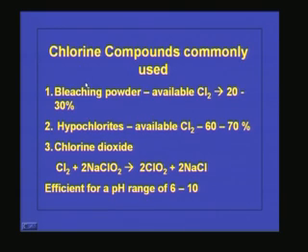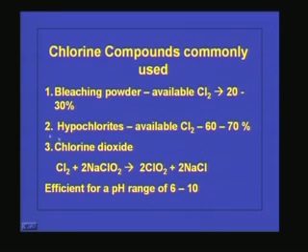Now, we will see what are the most commonly used chlorine compounds in India. Bleaching powder is very commonly used, and in bleaching powder the available chlorine is only 20 to 30%. So, when we calculate the dose, we have to be very careful, because available chlorine is only 20 to 30%. Another one is hypochlorites. Here available chlorine is 60 to 70%, and another one is chlorine dioxide.